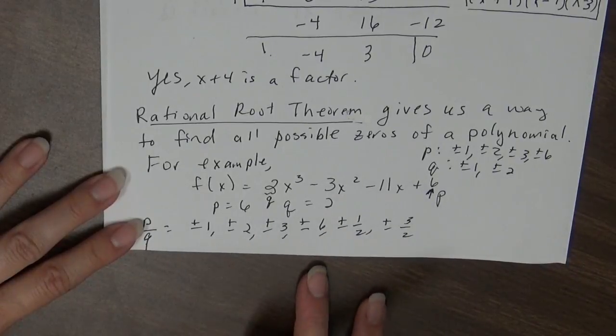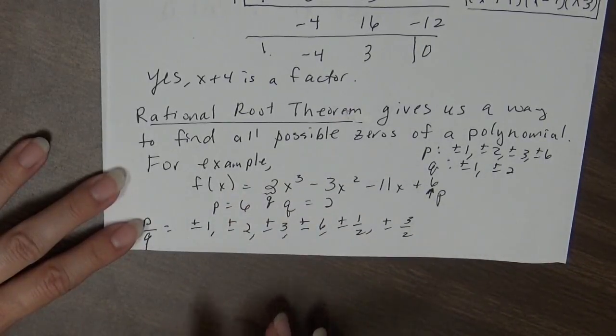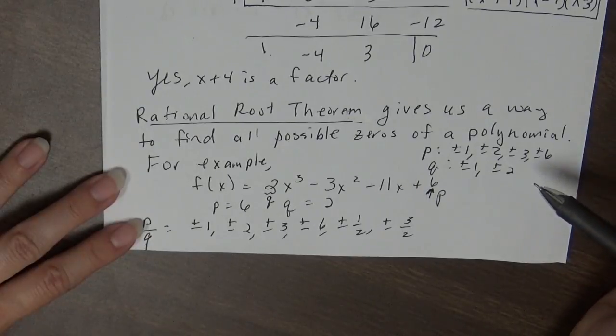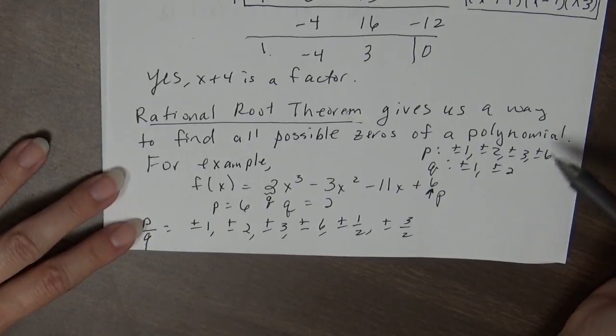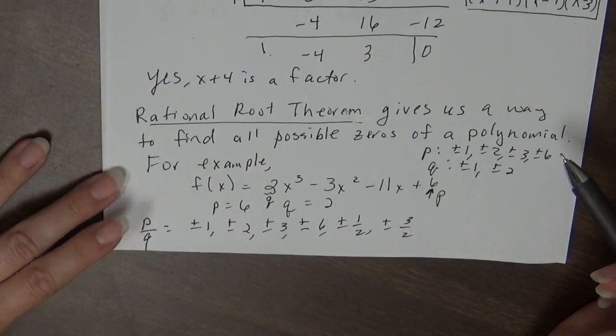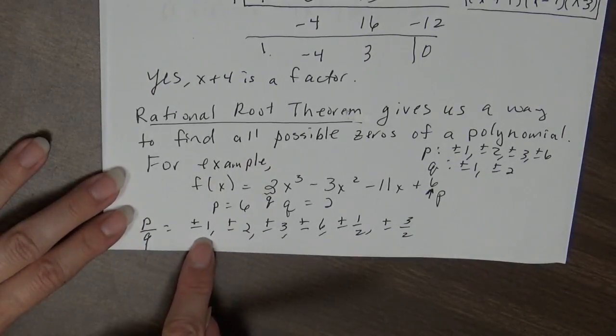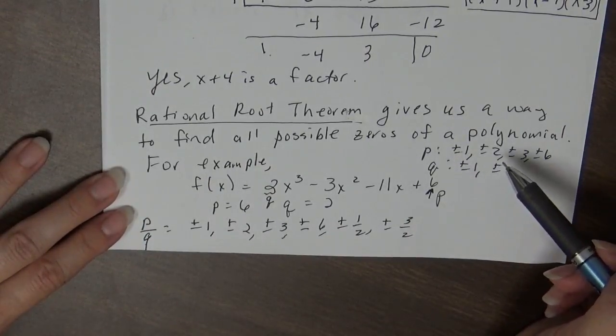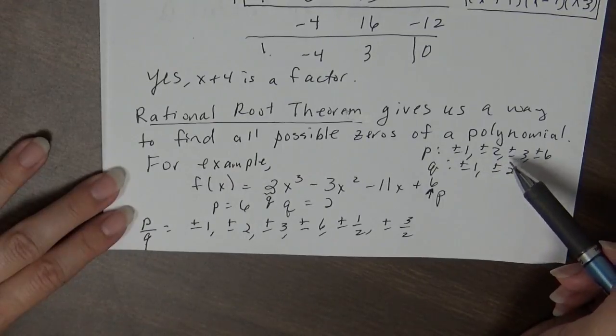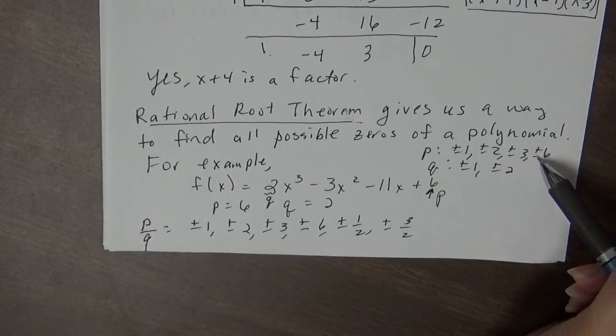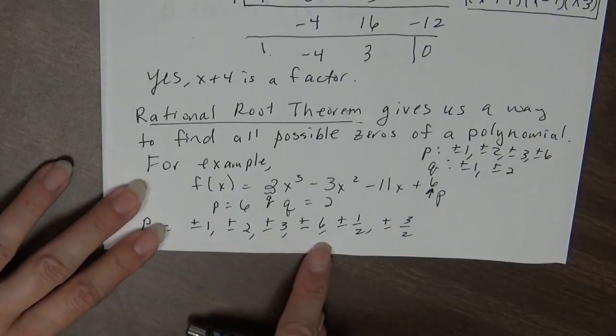All possible zeros that might work for this would be limited to the ratio of these values divided by these values. So all the p over q's. That would be plus or minus 1 over 1, plus or minus 2 over 1, plus or minus 3 over 1, plus or minus 6 over 1. So that gives me these whole numbers.